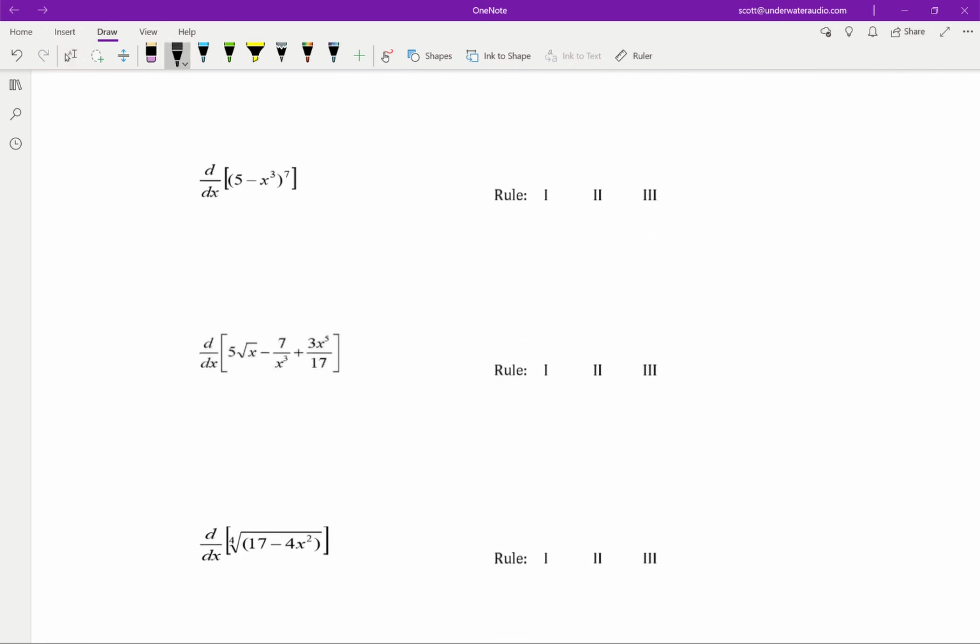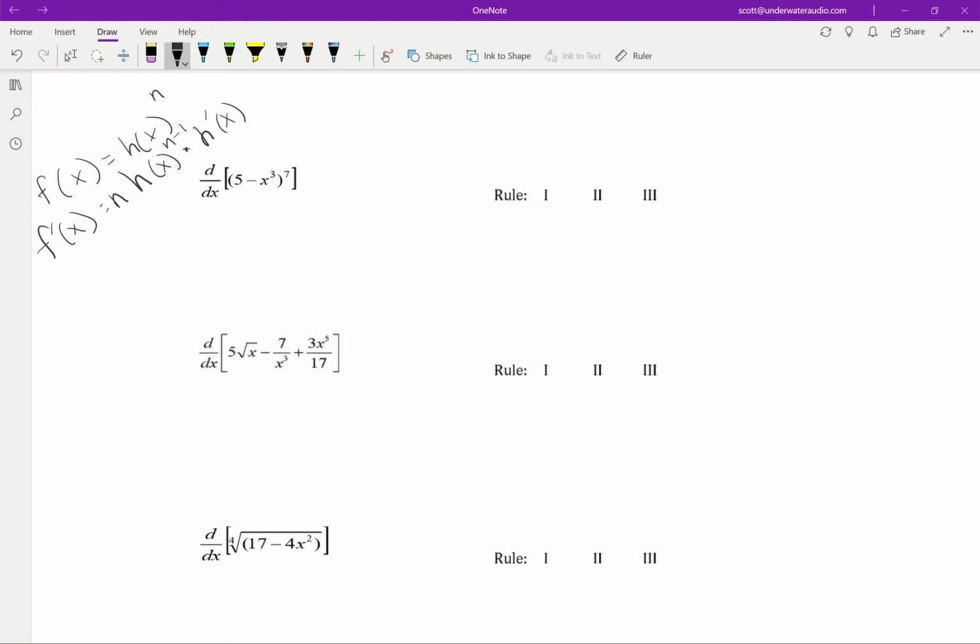Okay, so this is the first instance where we're going to do something we haven't done before with the general power rule. This is an exciting moment. So the general power rule says basically if you start with f of x equals h of x to the nth power, then f prime of x is going to equal n times h of x to the n minus 1 power, and then times h prime of x.